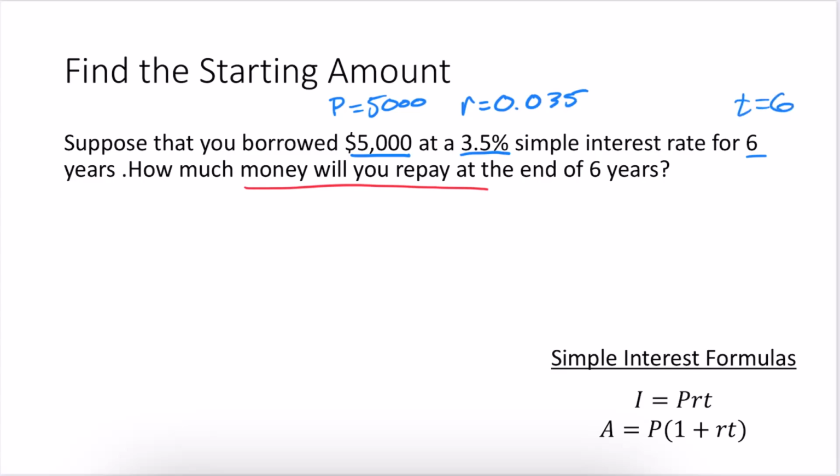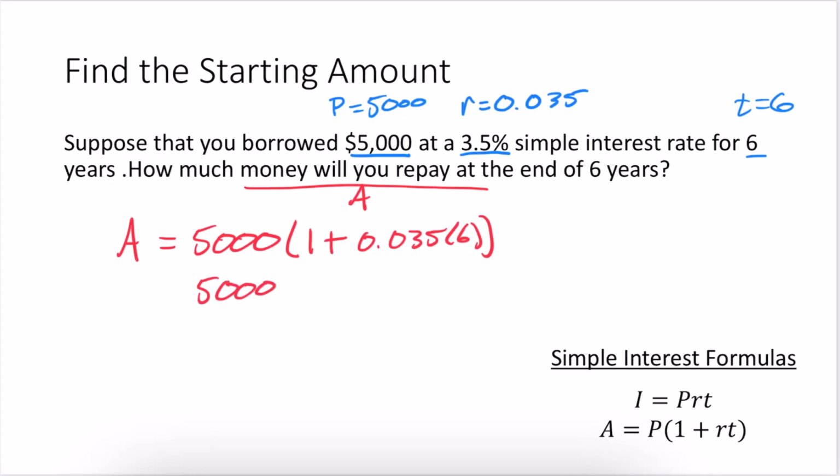So to calculate this, I would just say, okay, well, I'm looking for A because I'm looking for the amount of money I need to repay at the end, or like the total amount that I need to pay back for the loan. And that's going to be 5,000 times 1 plus 0.035 times 6. And when I multiply 0.035 times 6, I get 0.21, which means that I'm going to be paying back 100% of my loan and 21% interest overall.